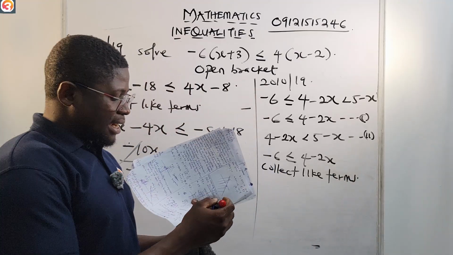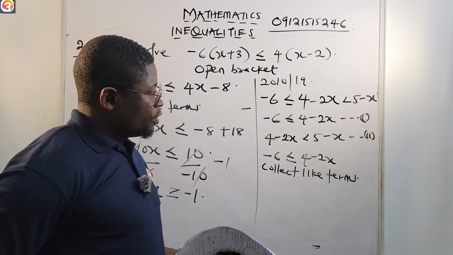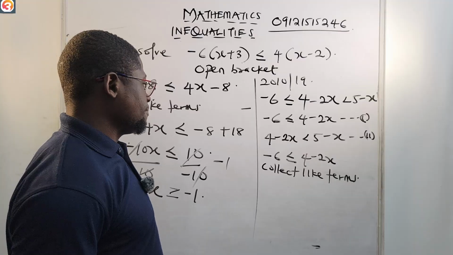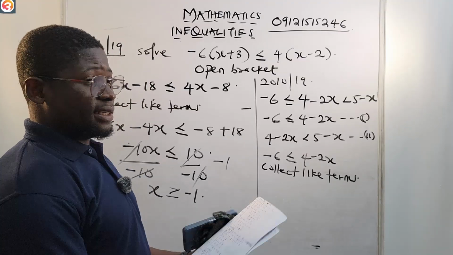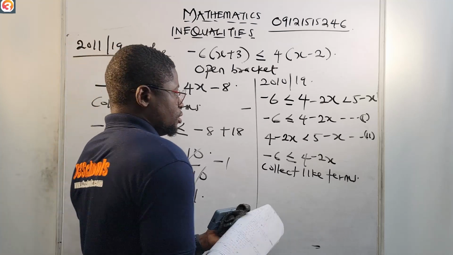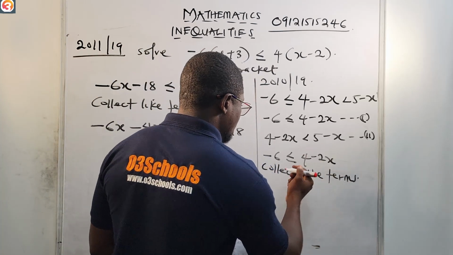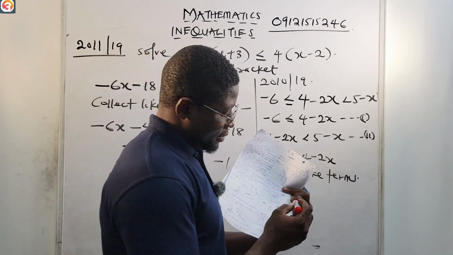Sorry, my marker is failing. We need to collect like terms. So let us take minus 6 to the right, and take 2x to the left. So minus 2x is crossing to this side. Oh, sorry. Let me get a marker, please.